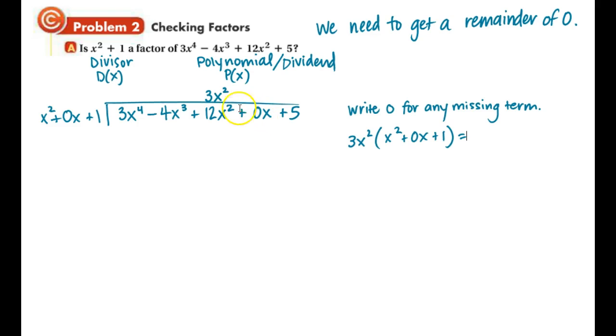Okay, so now we want to think to ourselves, what do we have to multiply x squared by in the divisor to get the first term of the dividend, which is 3x to the 4th? We need to multiply x squared by 3x squared to get 3x to the 4th. So remember, we're lining up the x squareds. So then now we need to multiply. When we multiply 3x squared by each of the terms inside the parentheses, we get 3x to the 4th plus 0x to the 3rd plus 3x squared. And that's what goes below right here.